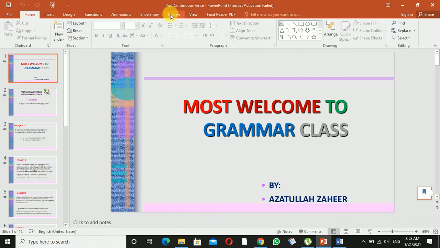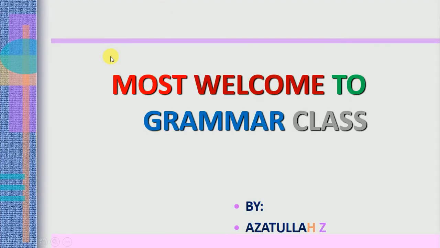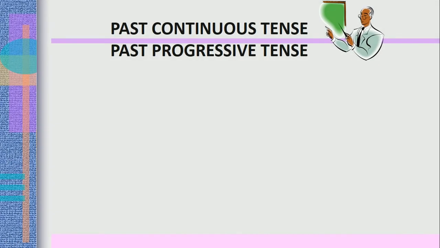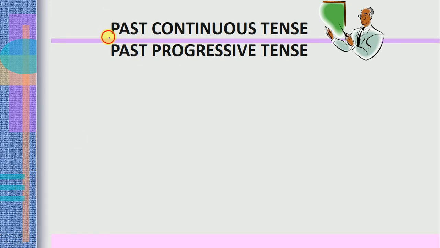First of all, let's talk about the past continuous tense. It's also called past progressive tense. Some people call it past continuous tense, and some people call it past progressive tense. There is no difference in the meaning.